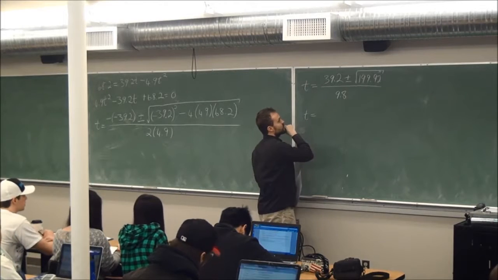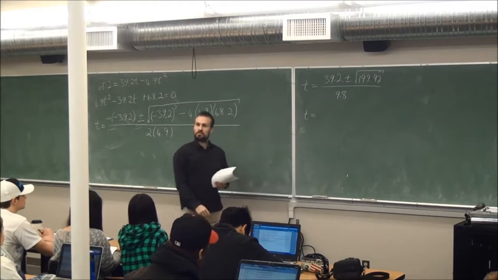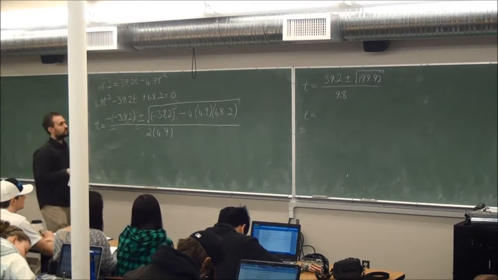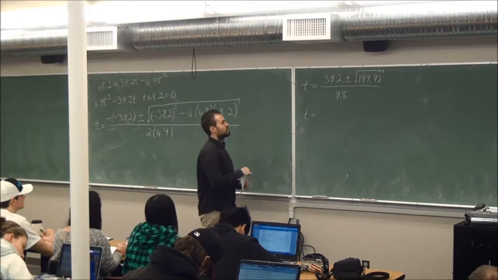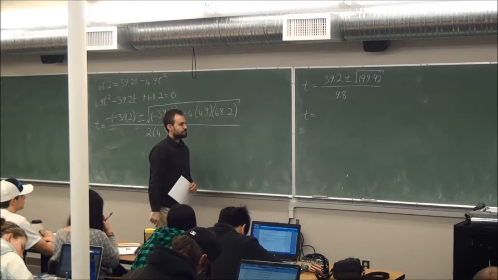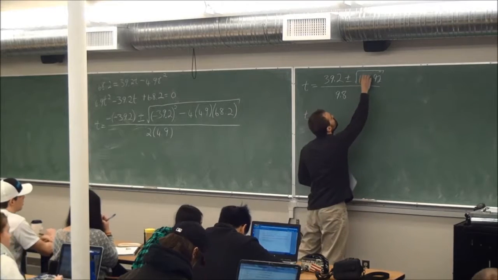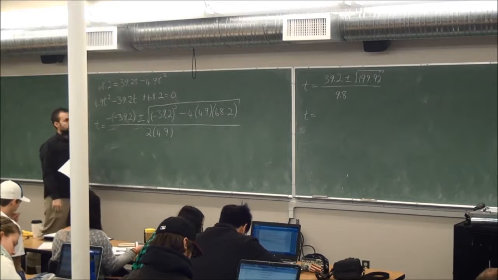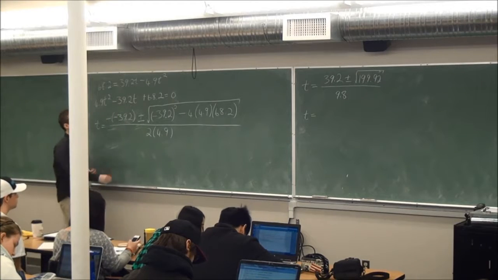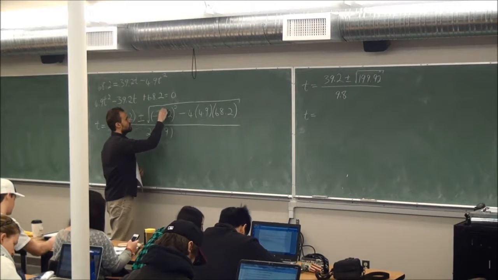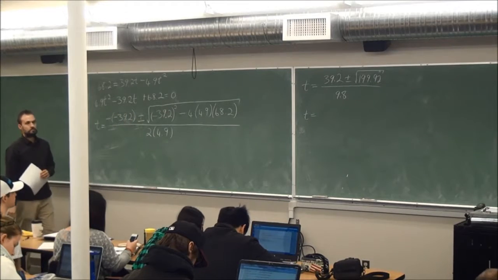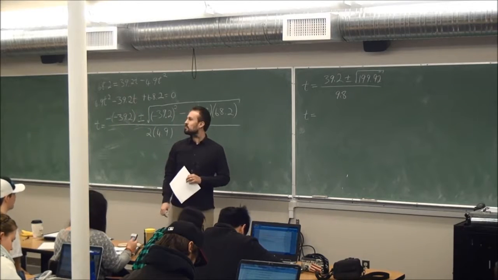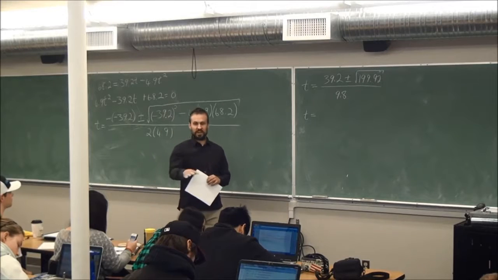I get 2 different values. What's the one if I use a plus? What value do I get? 2 different values. One uses a plus, one uses a minus. Let's do the plus first. What number do I get here? Everyone's just sitting back and letting one of 4 or 5 people do it.